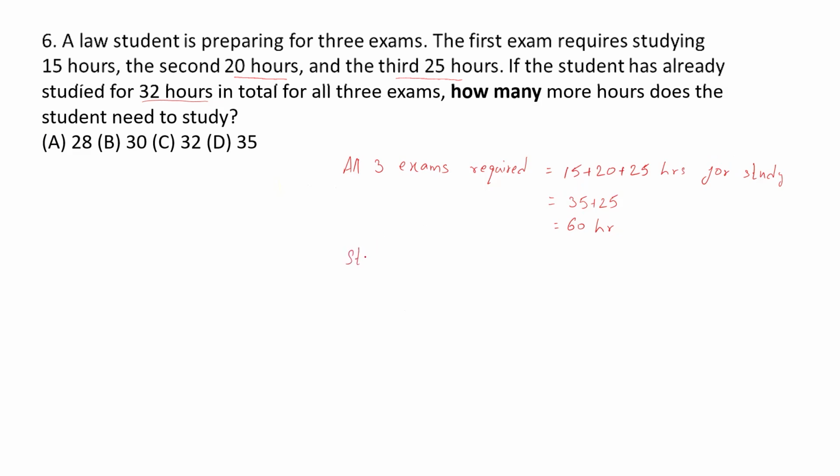Student has already studied for how many hours? 32 hours. So how many more hours does the student have to study? So how many more means what you have to do? What you have to do is 60 was required. 32 student has already done. You just have to subtract. If you subtract, you will get 28. So 28 hours are left, that much more the student has to study if we want to prepare for all 3 exams.